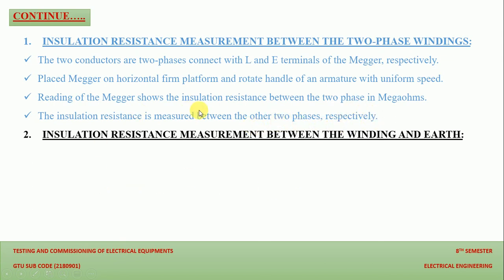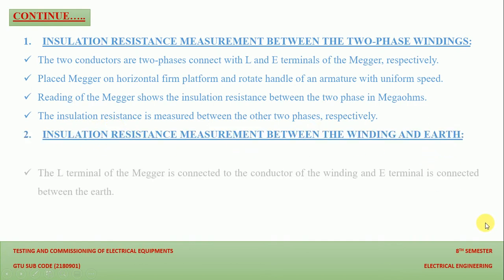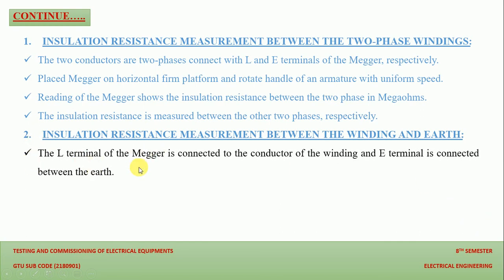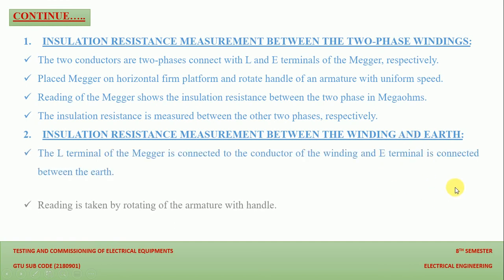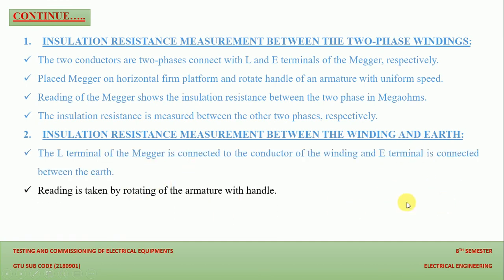We have a three phase transformer, so we can measure the insulation resistance of each phase separately, and also between two different phases. Now the second method: insulation resistance measurement between the winding and the earth. Let us discuss how it can be measured. The L terminal of the Megger is connected to the line conductor of the transformer, and the E terminal is connected to the earth. The reading is taken by rotating the armature with the help of the handle.